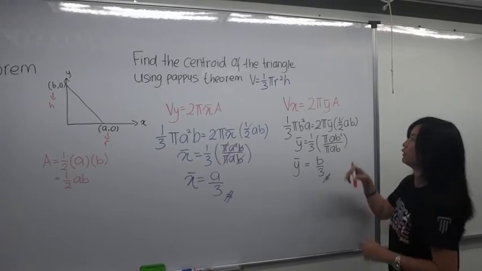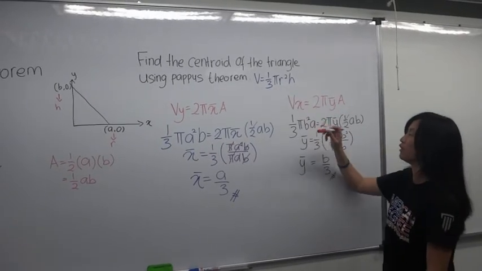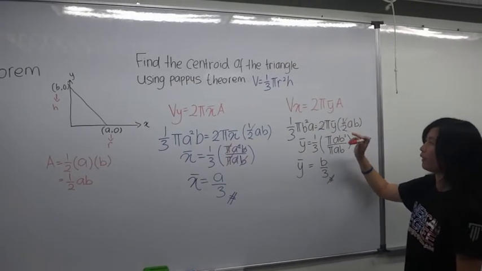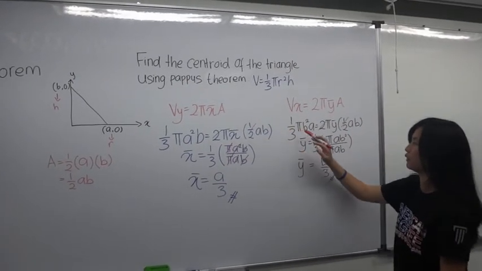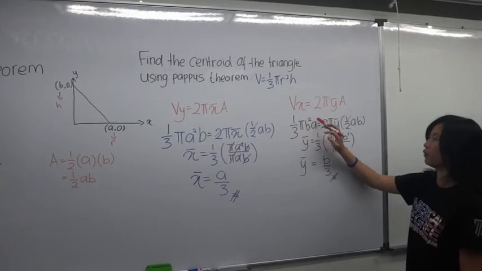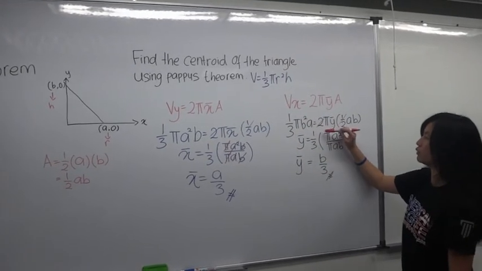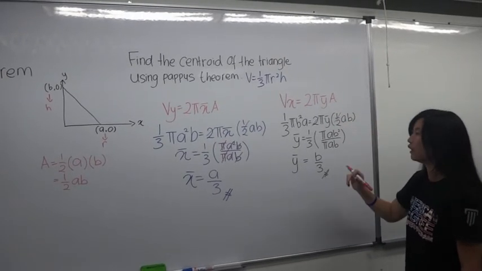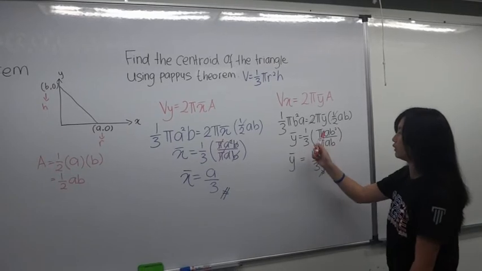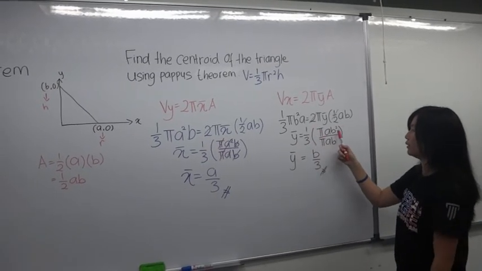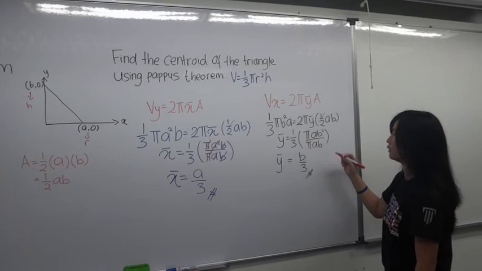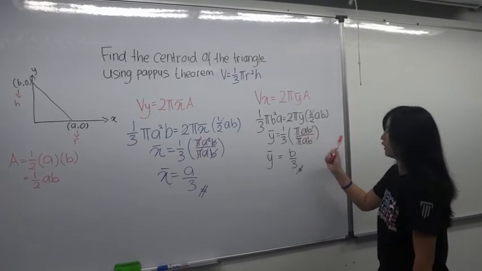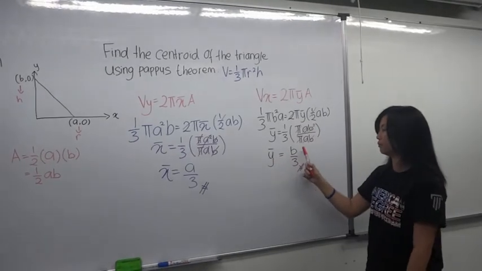Next, we need to find the y bar for this question. To find the y bar, we will use Vx equals 2 pi y bar A. By using the same exact method, we will get 1/3 pi b squared a equals 2 pi y bar times the area, which is 1/2 ab. Bringing the y bar over, we will get 1/3 pi ab squared over pi ab. By simplifying, we will get our final answer y bar equals b/3.